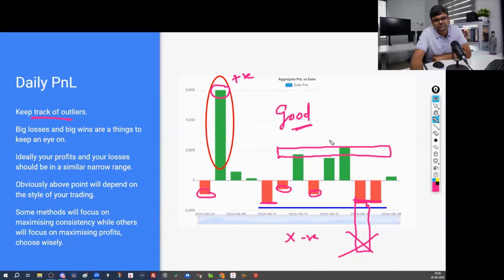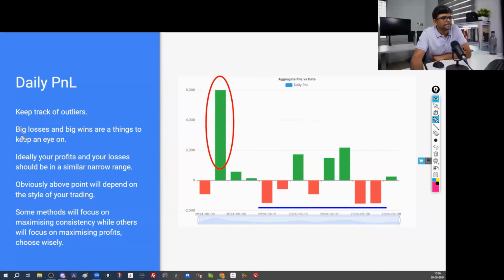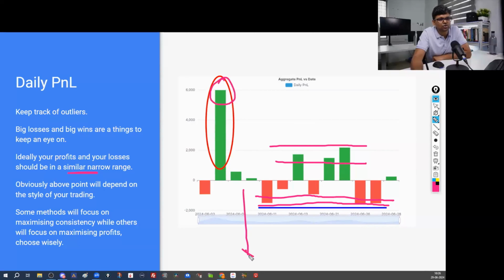If you have your profits also consistent, that is even better. Let's say you don't have outliers, but you have consistent profits. You're making X amount and you're losing Y amount, and there is consistency, number of losses are less, amount of loss is less. Everything points towards good trading behavior. Then your profits and your losses should be in a similar narrow range. This is the range of profits that we should maintain, and this is the range of losses that we should maintain. An outlier higher or lower, both are not really good for your trading.